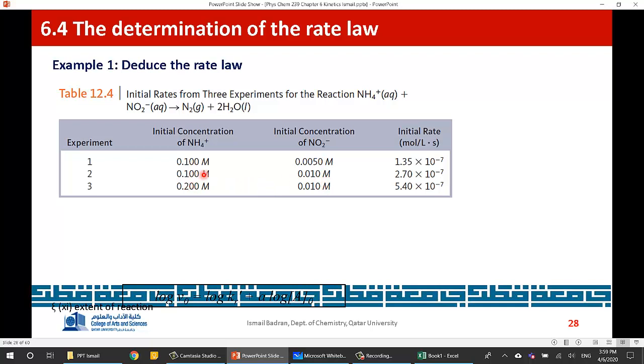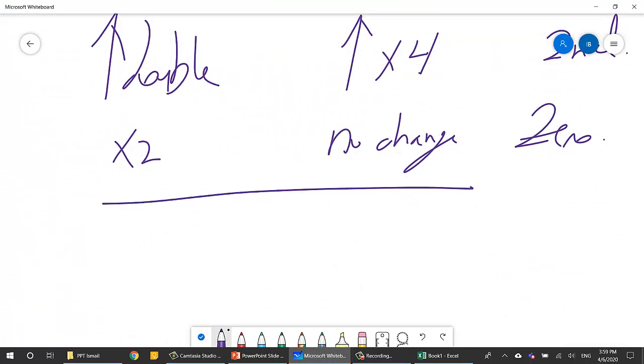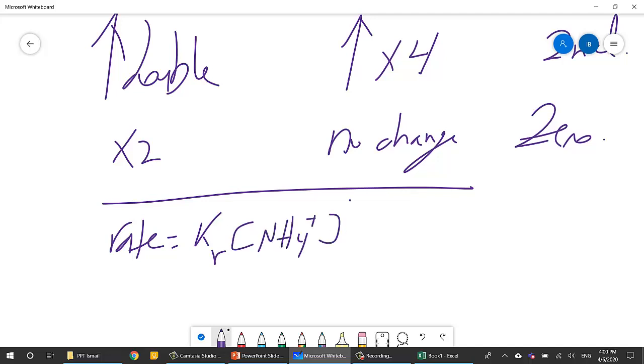Now what's happening here? This is 0.1 going to 0.2. So when I double the concentration of NH4 plus, what's happening to the rate? It's also doubling. It's 2.7 going to 5.4. This is double the amount. That means it's also first order for NH4 plus, and therefore this rate law can be written as easily as rate is equal to rate constant Kr multiplied by NH4 plus power 1 multiplied by NO2 minus power 1, and therefore you can omit the 1. And from that you can calculate the value of Kr easily.